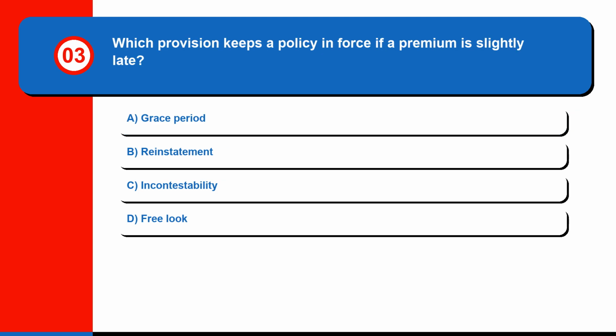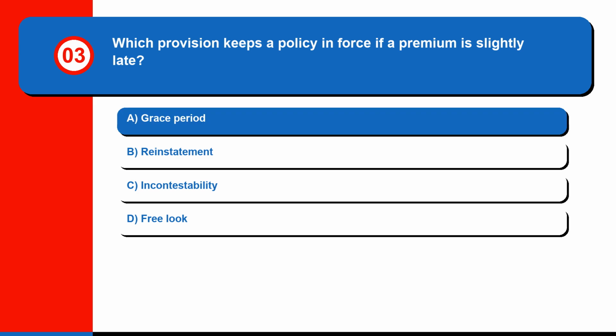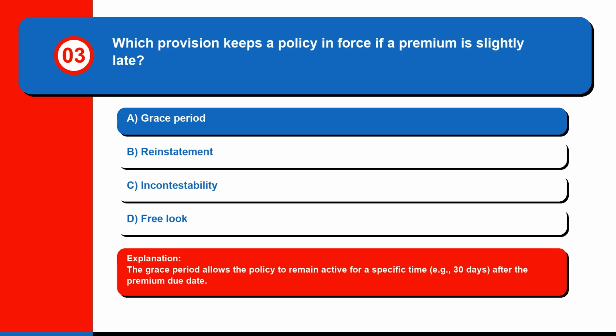Question 3. Which provision keeps a policy in force if a premium is slightly late? A. Grace period. B. Reinstatement. C. Incontestability. Or D. Free look. The correct answer is A. Grace period. The grace period allows the policy to remain active for a specific time, for example 30 days, after the premium due date.